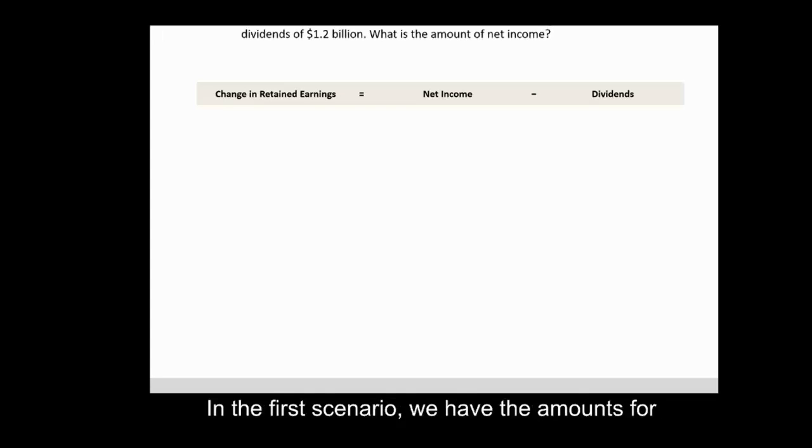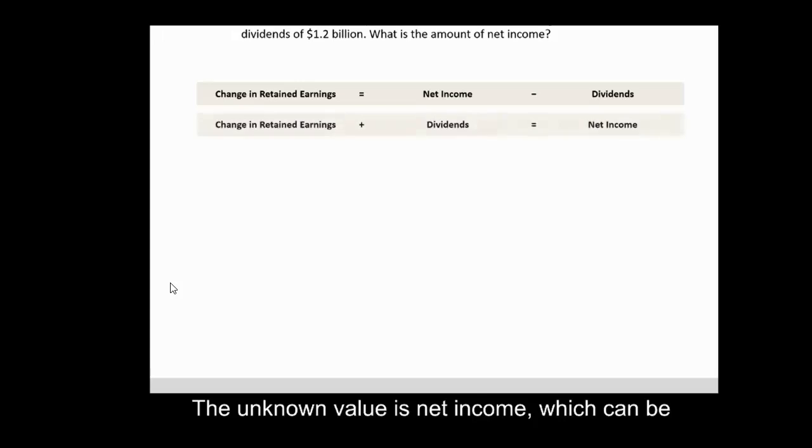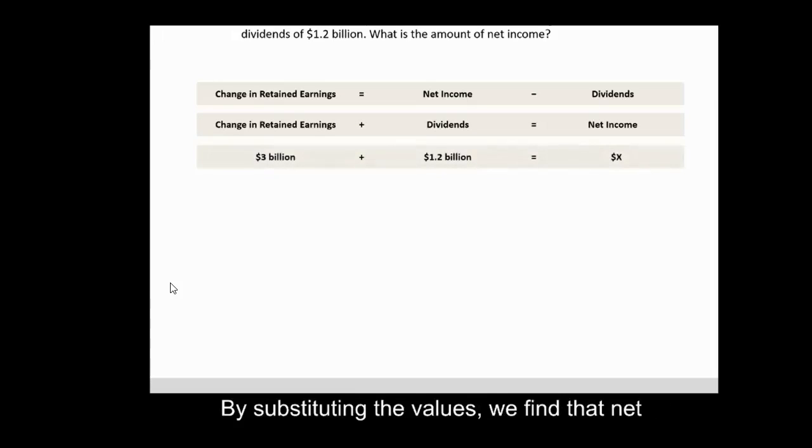In the first scenario, we have the amounts for change in retained earnings and dividends. The unknown value is net income, which can be found by rearranging the equation. By substituting the values, we find that net income equals $4.2 billion.